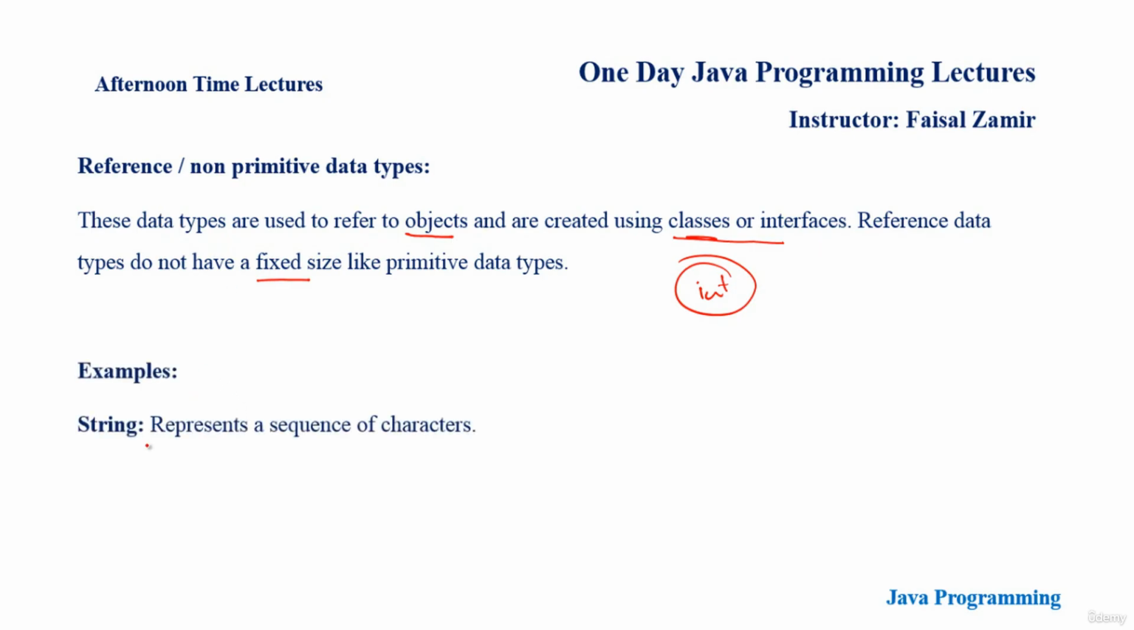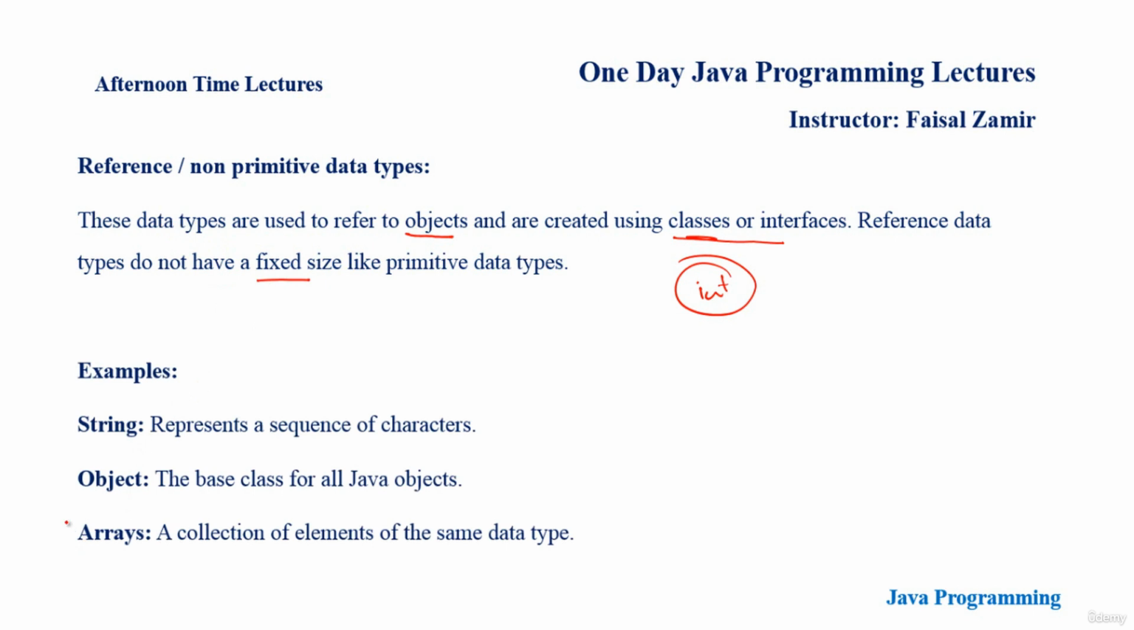So for example, string, object, array. These are different data types that we say are categorized as reference or non-primitive data types. String contains a sequence of characters which can store alphabets, uppercase, lowercase, numeric, special characters, and white spaces.